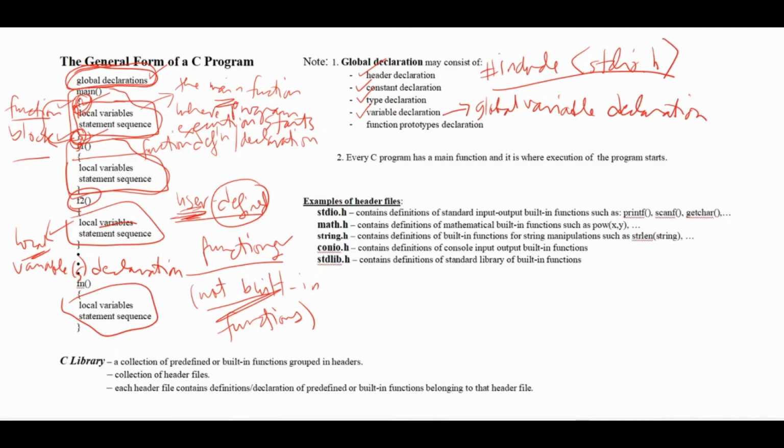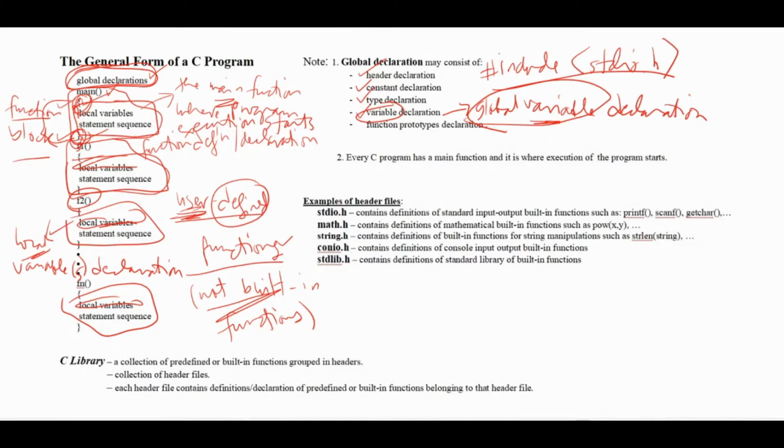This is what we refer to as the global variable declaration. So when a variable is declared outside of a function and it is among the global declarations on top, then we call that variable a global variable. If it is declared inside a function, whether it's the main function or a user-defined function like F1, F2, Fn, we call this a local variable. And soon we will discuss the difference between global variable and local variable.